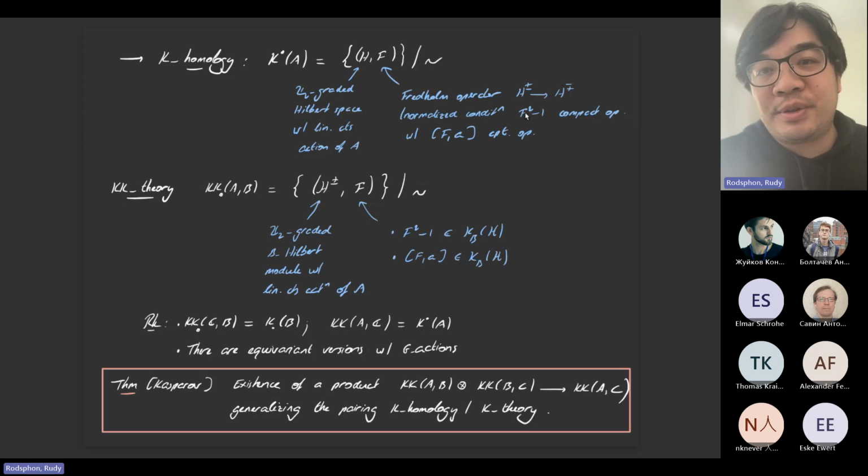So here, the fact that you're Fredholm, let's say, you just change that to a sort of normalized condition, saying that the square of the operator minus 1 will be compact. And here it's the same kind of thing. You have a Hilbert space here, an operator here.